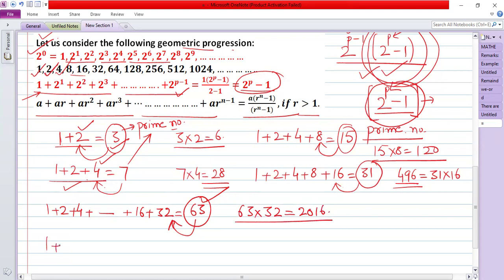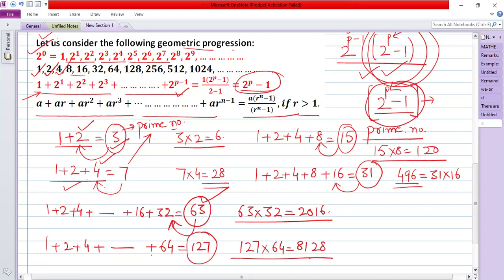Now 1 plus 2 plus 4 plus going on up to 64, and this is 127, and 127 is a prime number. And 127 into 64 is 8128, which is the next perfect number. So one can very well see that perfect numbers are following a certain trend. Now, what trend is being followed here? Means the perfect numbers, they are following what trend?